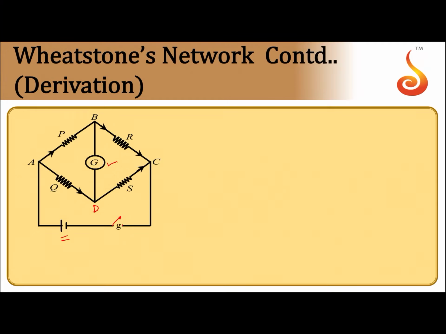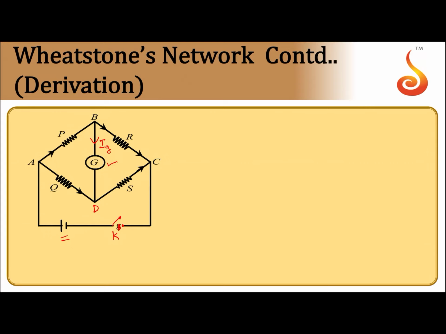Now our intention is to arrive at the condition for balance. We say the network is balanced when the current through the galvanometer, if I call this current Ig, is equal to 0. So what is the condition for Ig to be equal to 0?